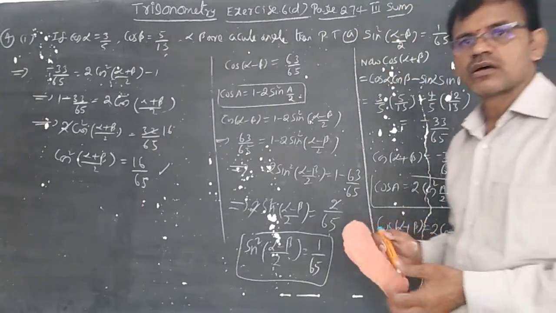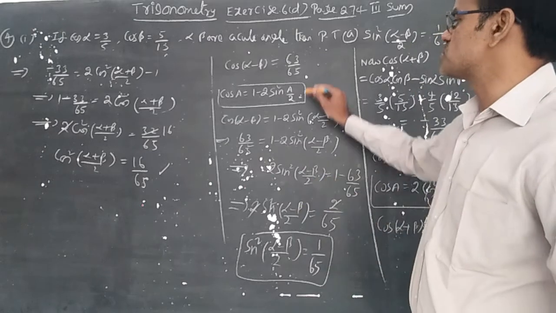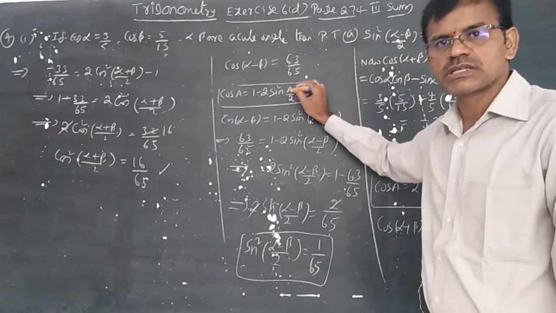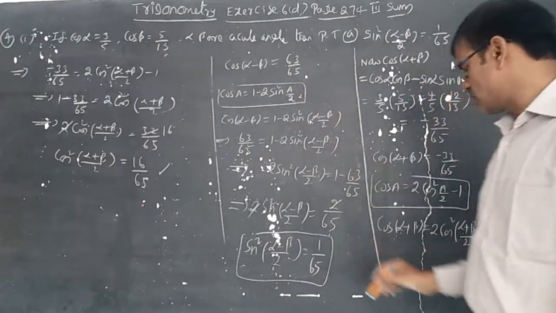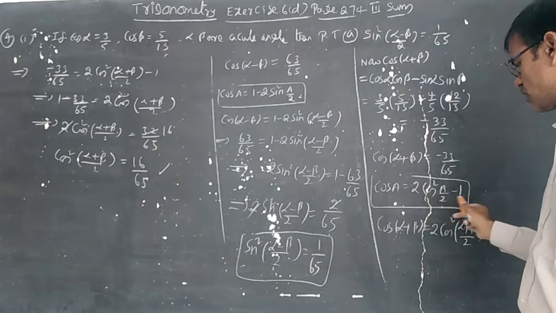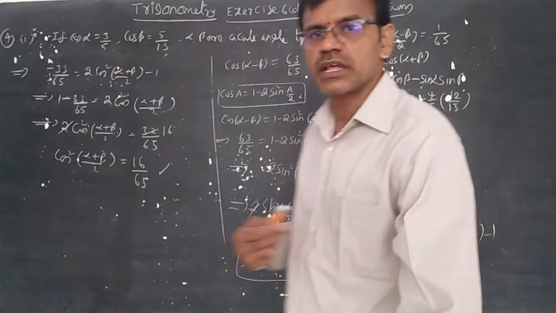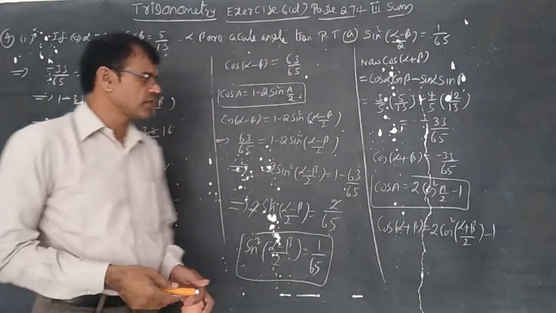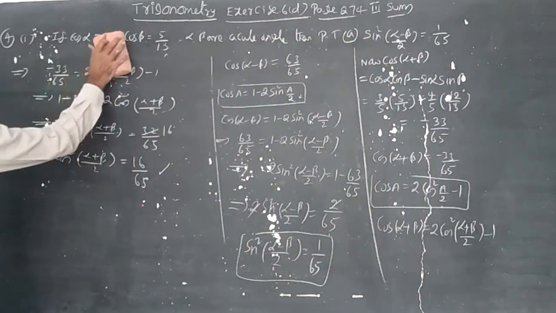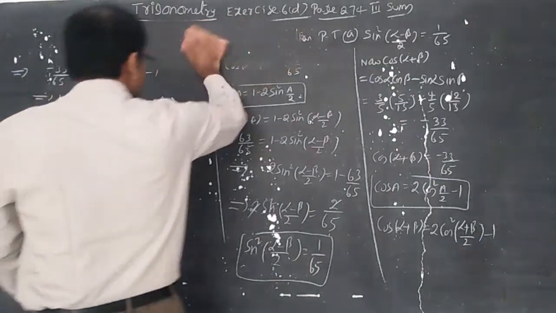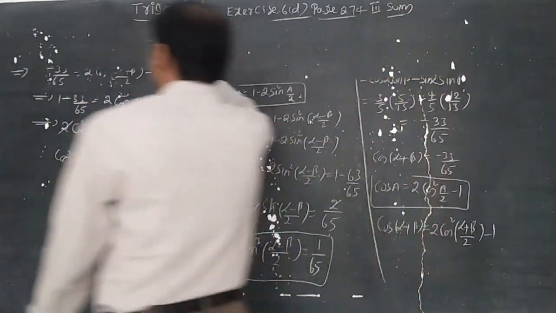Using the formula cos 2a is equal to 1 minus 2 sin square a, or cos a is equal to 1 minus 2 sin square a by 2, and cos 2a is equal to 2 cos square a minus 1, or cos a is equal to 2 cos square a by 2 minus 1. Using the cos 2a formula in terms of sin and in terms of cos we have calculated this one. So you need to remember the formula of multiple angles and submultiple angles.